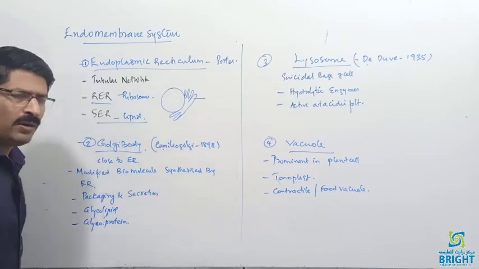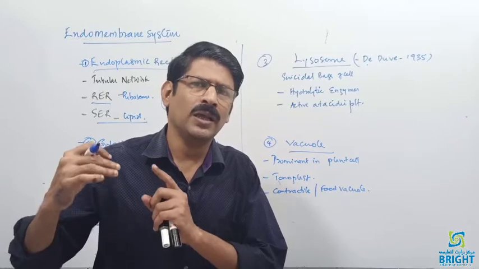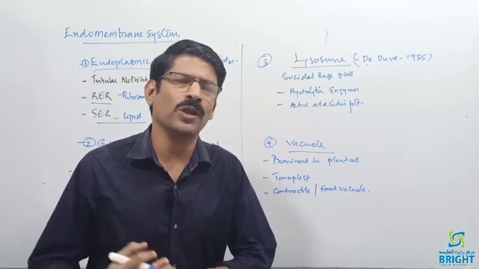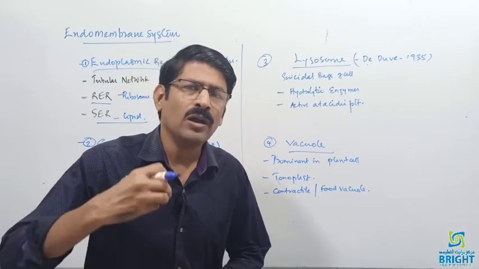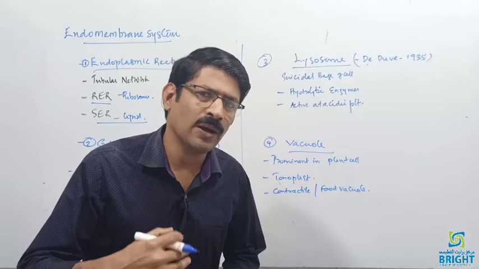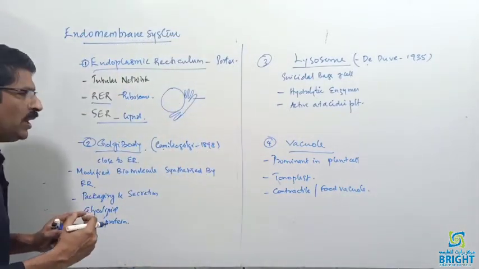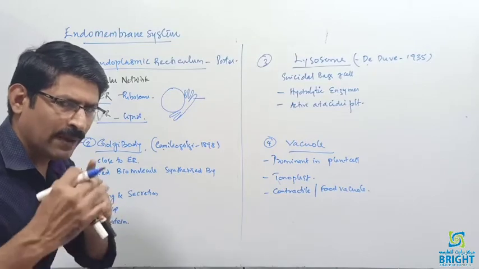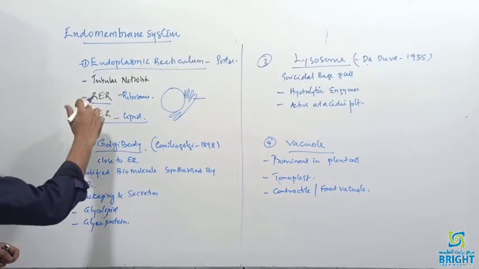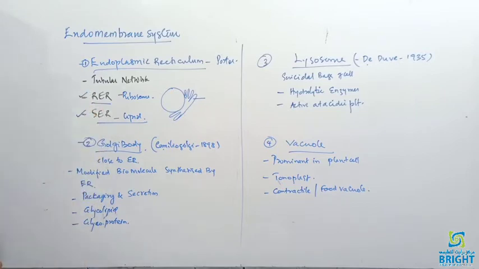So in our endocrine cells, especially the steroid hormone producing cells, they have a large number of smooth endoplasmic reticulum. So in animals or in the human body, the steroid hormones are mainly synthesized on the smooth endoplasmic reticulum. So endoplasmic reticulum is of 2 types. One is rough endoplasmic reticulum, and the second is smooth endoplasmic reticulum.